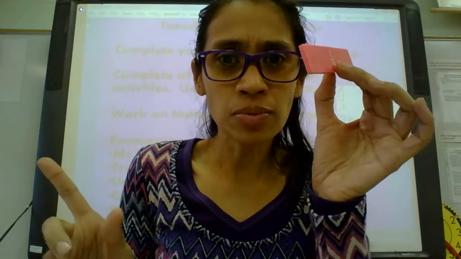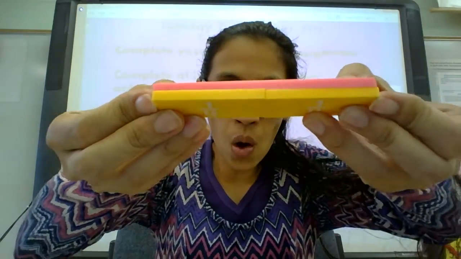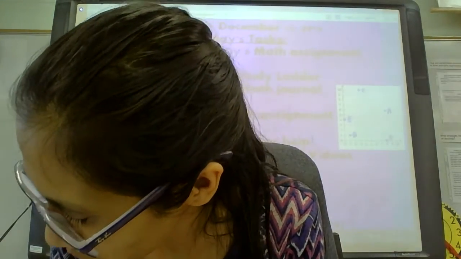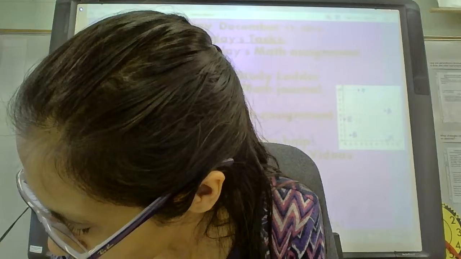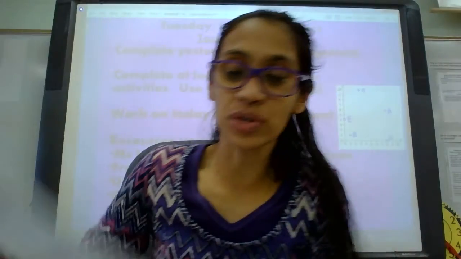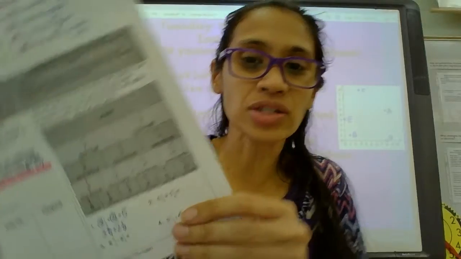So watch me make equivalent fractions. Look, we need one more. See, they are equal. 1/2 is equal to how many fourths? Not 1/4. 2 fourths right there. So, let me write that down. Look, right there. 3 and 2 fourths. 3 1/2 is the same thing as 3 and 2 fourths plus the 2 and 1/4. Make sure you show your work. Don't just copy my answer.